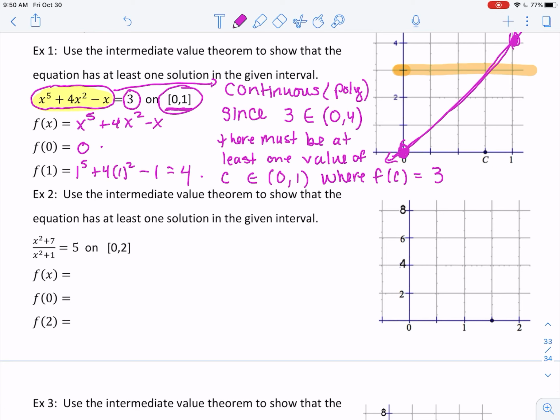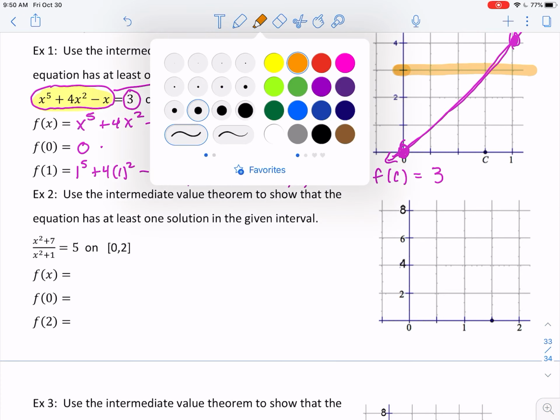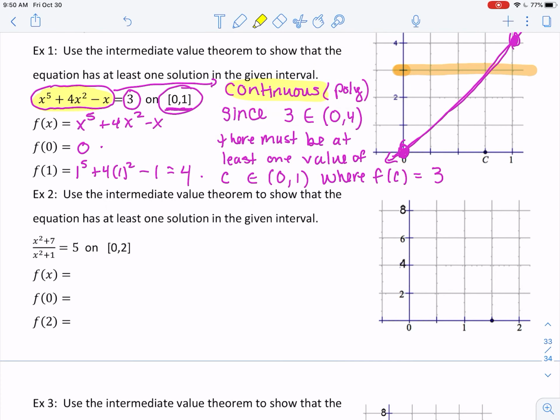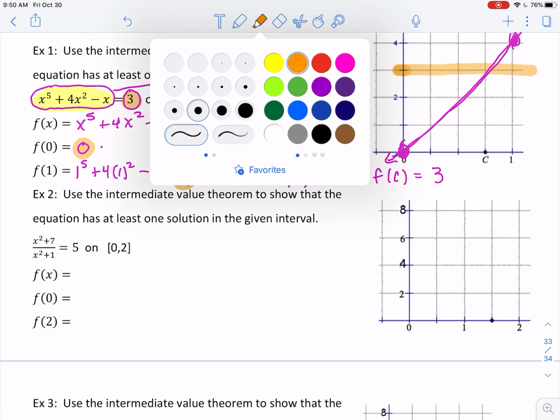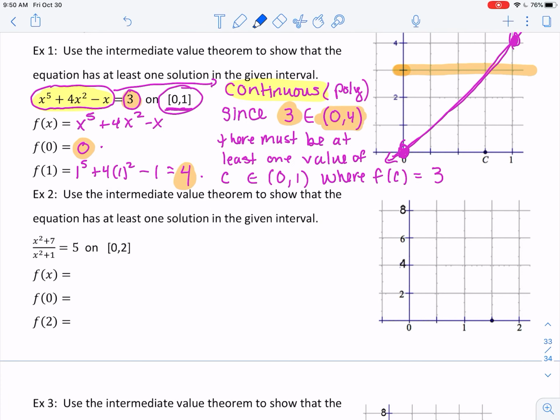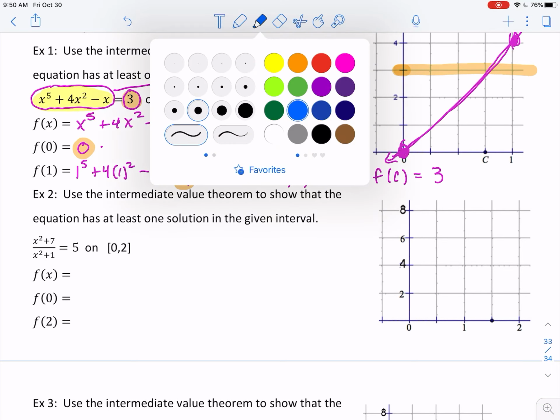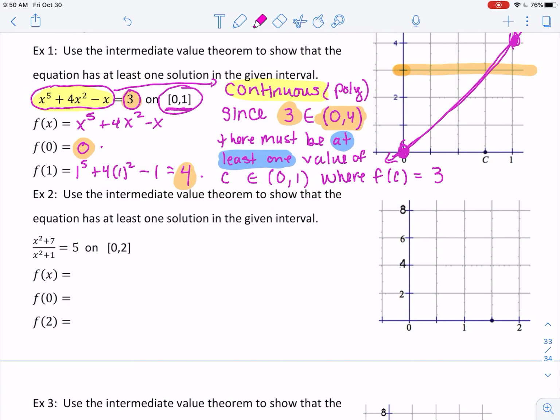The wording is so you have to, I'm going to kind of highlight this. So you have to start by saying that it's continuous, right? And then you have to say that the value you're talking about is between these two. Since 3 is in this interval, there has to be, and you have to state at least 1. That's important. And then that C value has to be in the open interval of what you were started with.